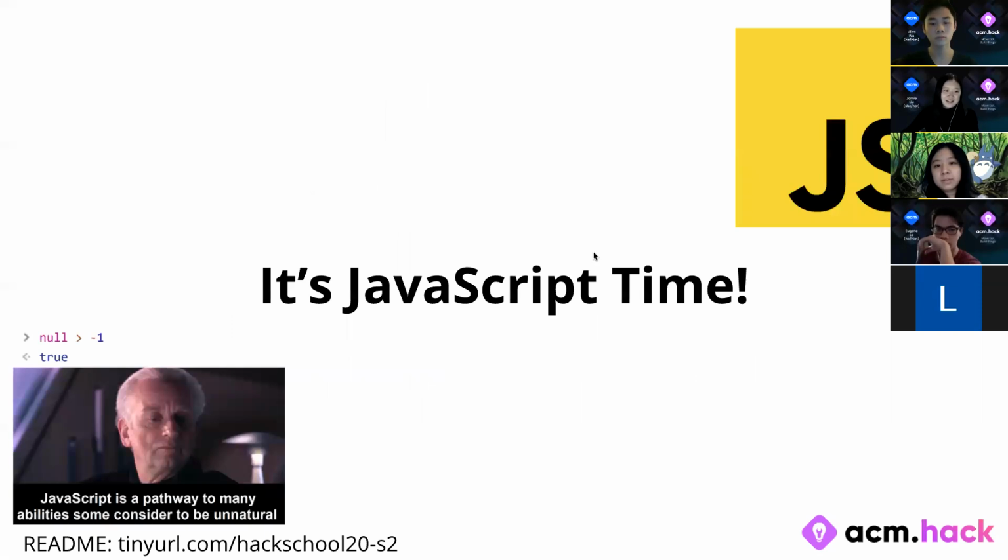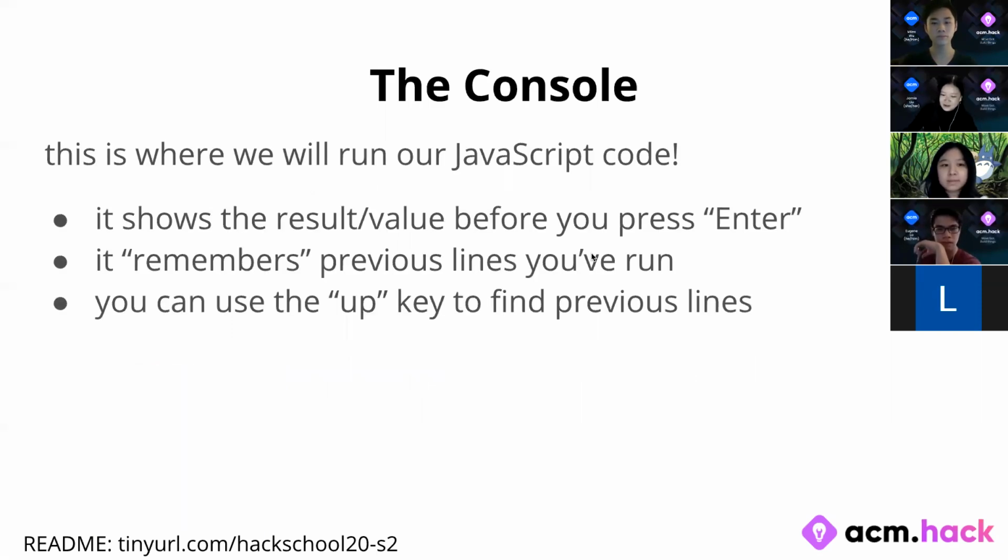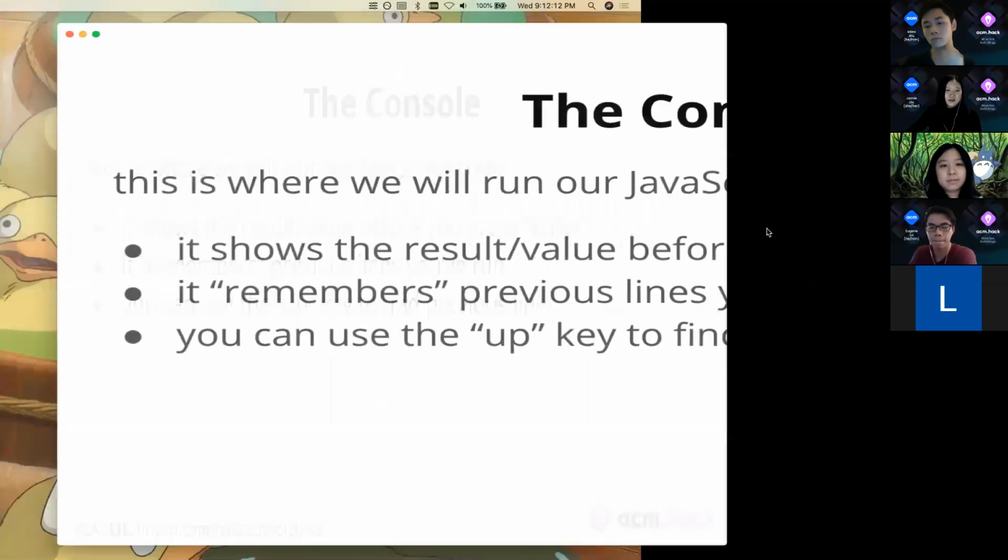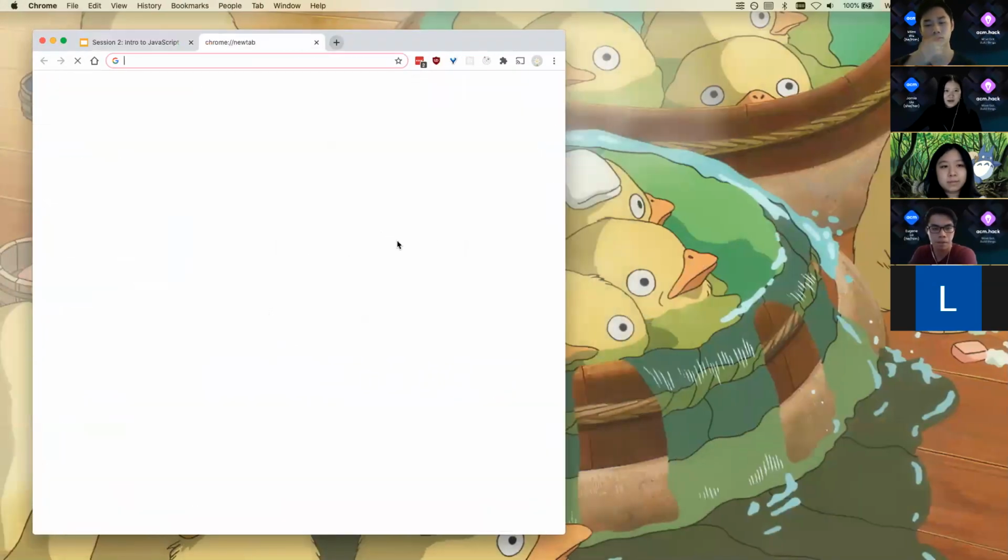Okay, so yeah, let's start learning JavaScript. To run JavaScript, we're going to be using the console. You just saw me use it just now. Let me explain some parts about the console. The first important thing is it'll show the result or value before you press enter. Now, what do I mean by that? Let me just open up the console and show you.